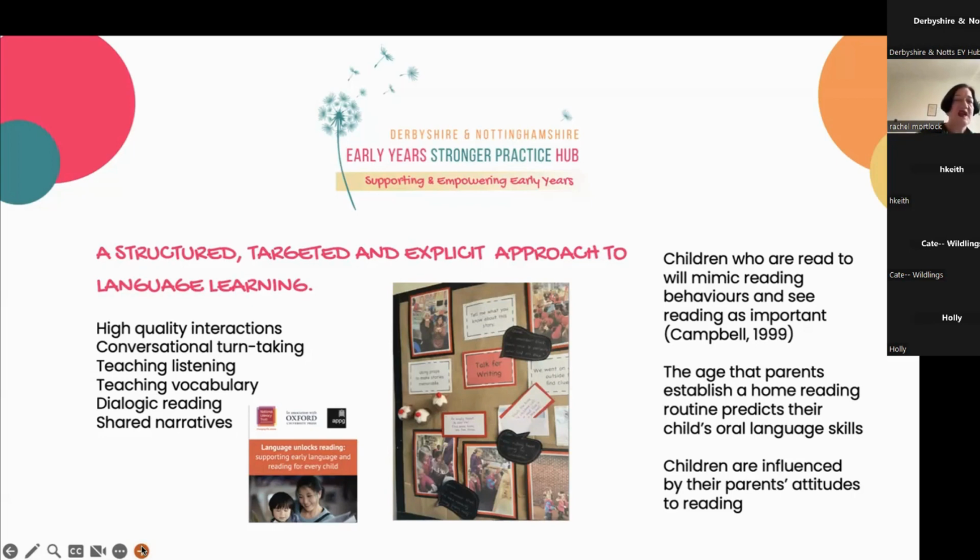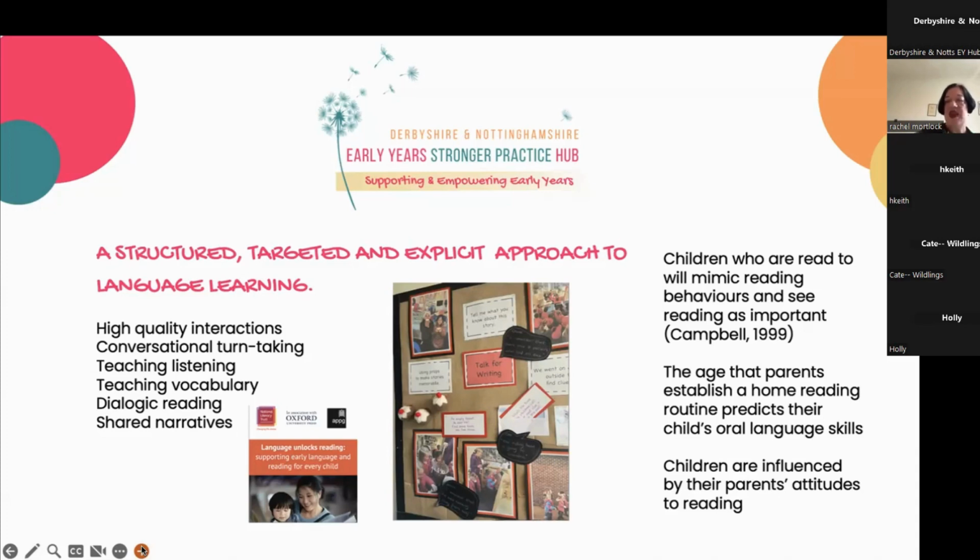and look at as part of this. It talks about the importance of high quality interaction, conversational turn taking, actively teaching listening, actively teaching vocabulary to children, about dialogic reading, and about shared narrative. And if we want to unlock early language and reading for every child, it says that this is what we need to have in place in terms of our approach within our school or within our setting.